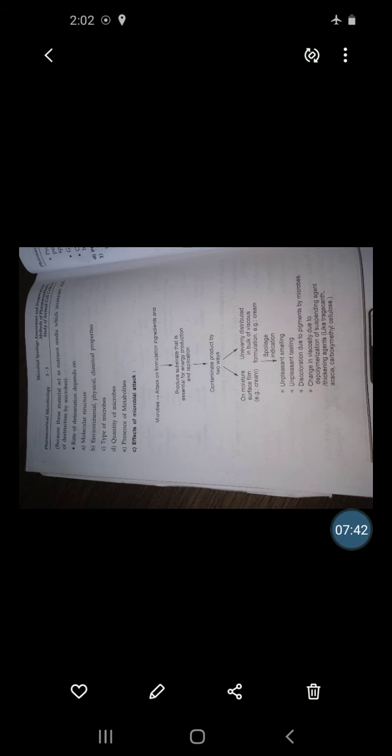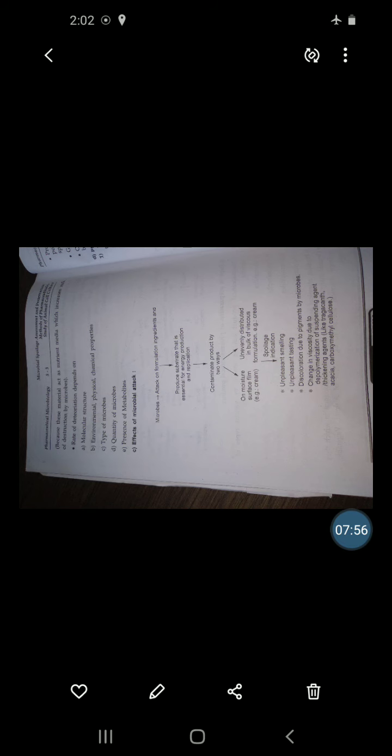Then the production of a slimy viscous mass due to microbial polymerization of sugar or surfactant in the formulation, for example spoilage in syrup, shampoo, and cream. Then gritty texture in creams due to the growth of fungi, then change in pH due to the production of metabolites, for example acidic, basic, or gases.